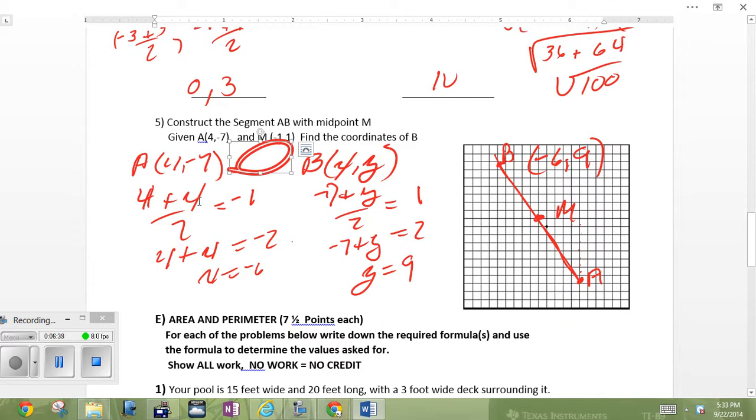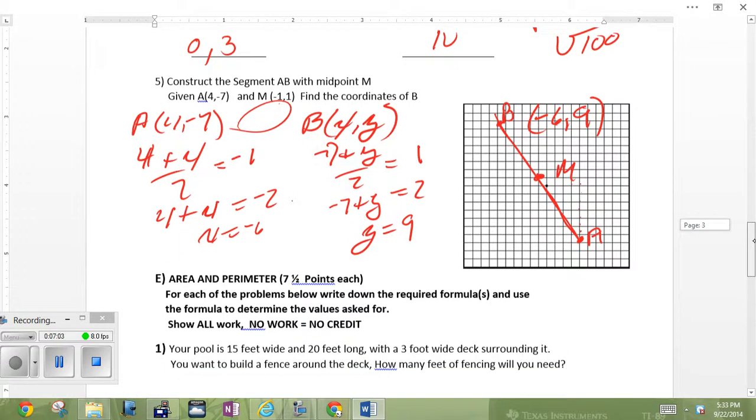(X1 plus X2) over 2 equals the X coordinate, which is negative 1. So that's 4 plus, I don't know what the X coordinate of B is, so that's why I called it X. 4 plus X over 2 equals negative 1. Cross multiply. X equals negative 6. Approach to find Y the same way. It's not hard. Just use the rules.